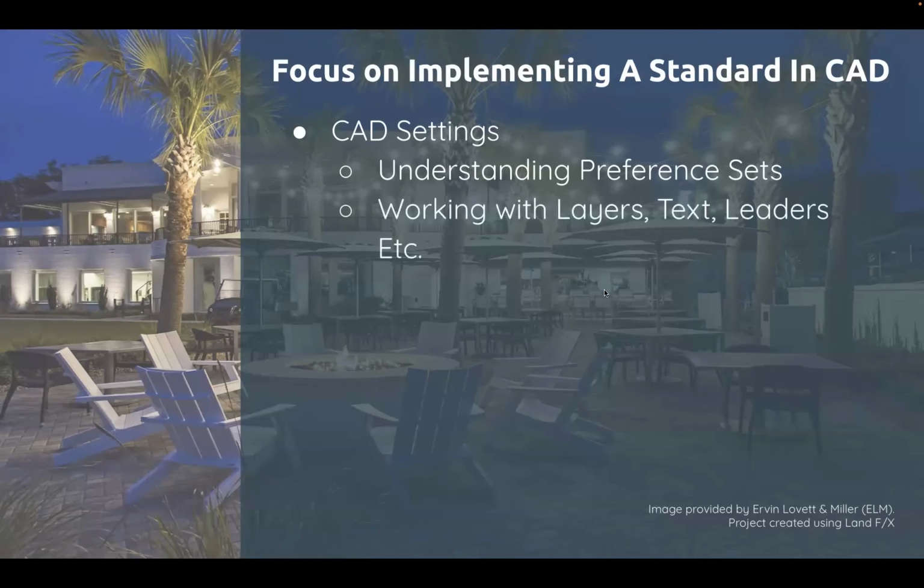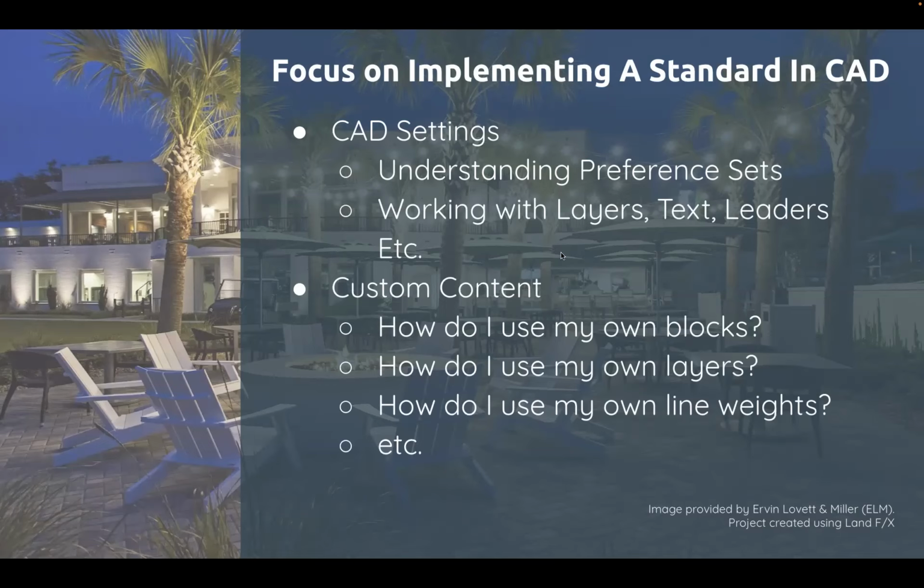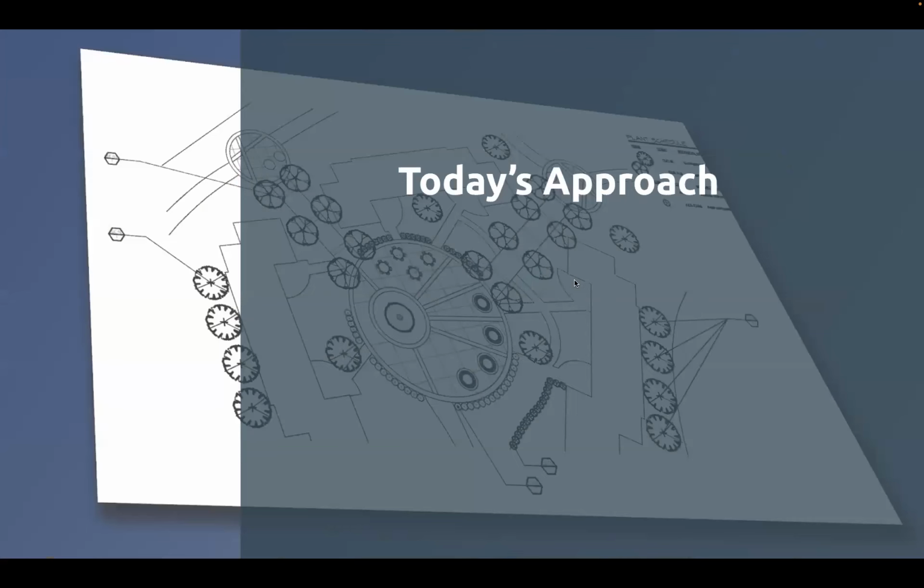Everything that we mentioned previously, layers, text, leaders, all of that is going to be able to be managed through your preference set. And then there's also the questions of custom content. How do I use my own blocks? How do I use my own layers? How do I use my own line weights? And for most things that we're going to be talking about today, you're going to have the option to use the defaults, modify the defaults, or use your own custom stuff. And we're going to show you how to do all of that.